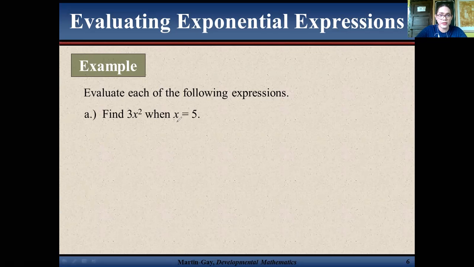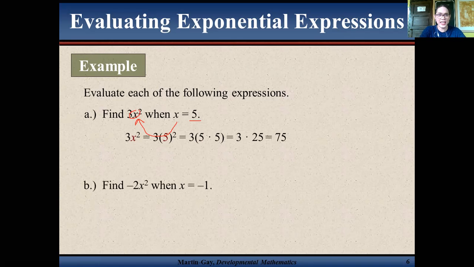Or this is what I mean rather. Okay, you just change the value of your x as 5 in here. So now let's proceed. That gives you 3x squared is equal to 3 times the quantity of 5 squared. That gives you 3 times the quantity of 5 times 5, which is equal to 3 times 25, which gives us an answer of 75.